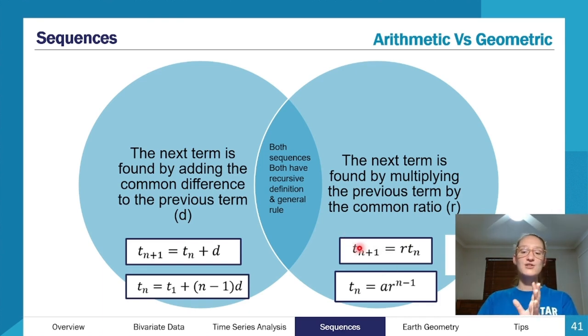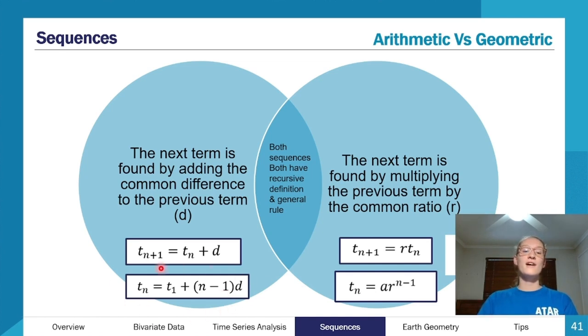So to find the next term, take the previous term, or the current term we're looking at, and multiply it by that factor, that common ratio, which is what we're multiplying it by every single time. This formula here is our general rule, or our explicit definition of our arithmetic sequence. Because if I said find term 37, you're probably not going to want to use recursion to calculate all the way to term 37, because that would take up your whole exam time and be super boring.